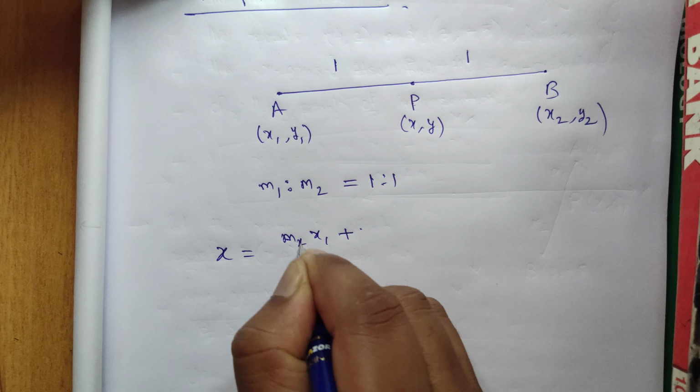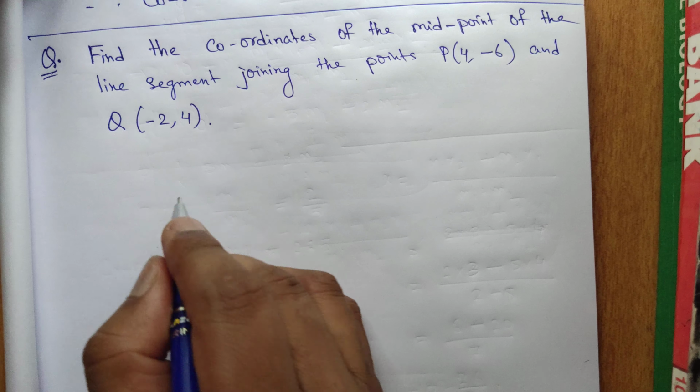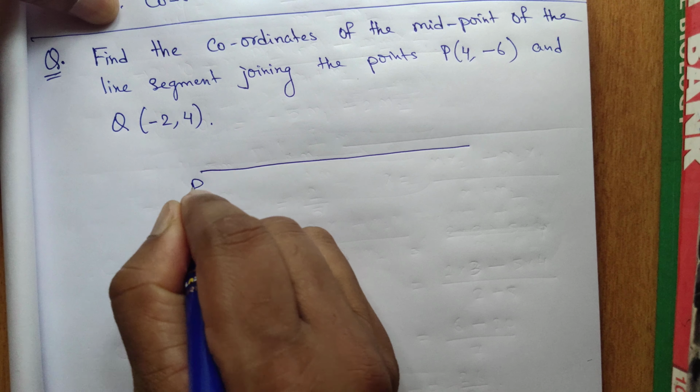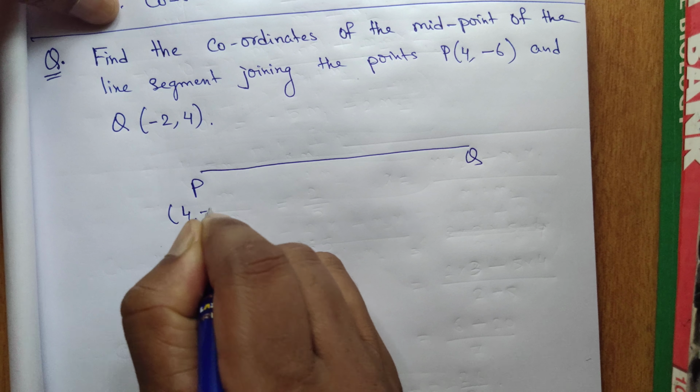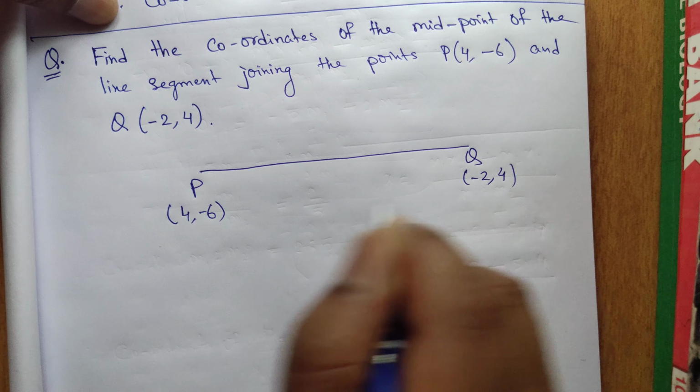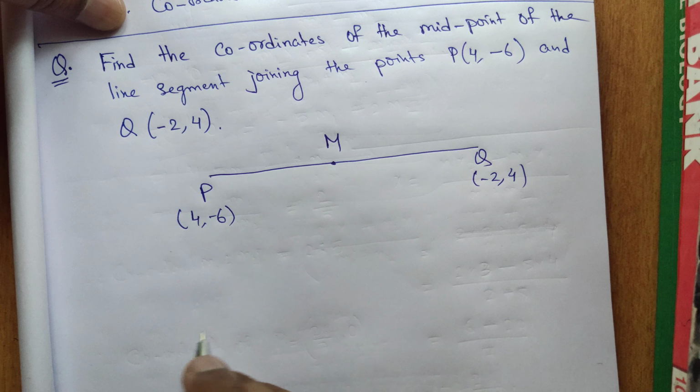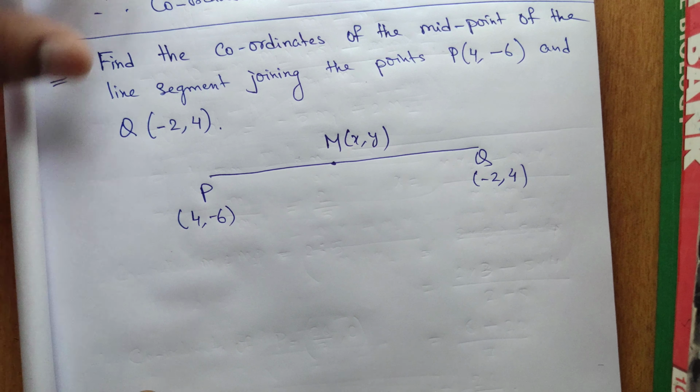It's very simple. Okay, so suppose 2 points are given and you have to find the midpoint of that line segment joining the points A and B. Then you can directly write coordinates of the midpoint will be x1 plus x2 by 2 comma y1 plus y2 by 2. Let me quickly take a question and explain you. So I have taken a question out here. Find the coordinates of the midpoint of line segment joining the points this and this. So there is a line segment joining points P and Q. P is 4 comma minus 6 and Q is minus 2 comma 4, and you have to find the coordinate of its midpoint. So let M be its midpoint and the coordinate is x comma y.